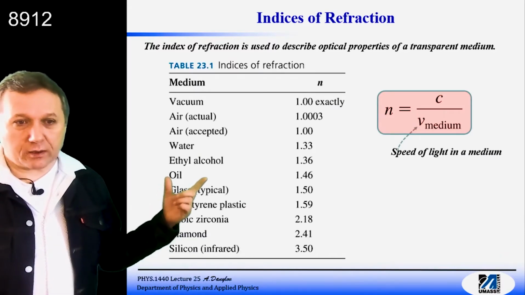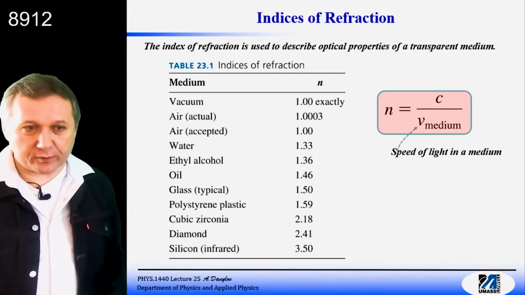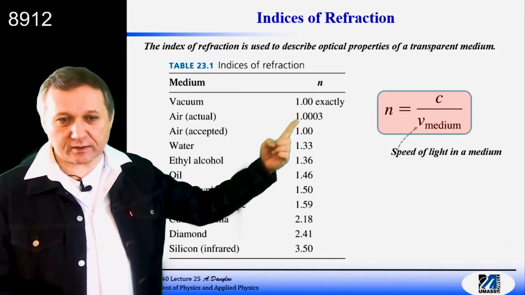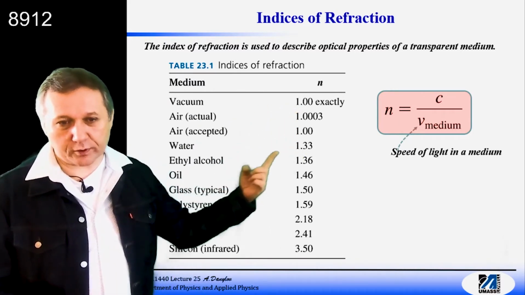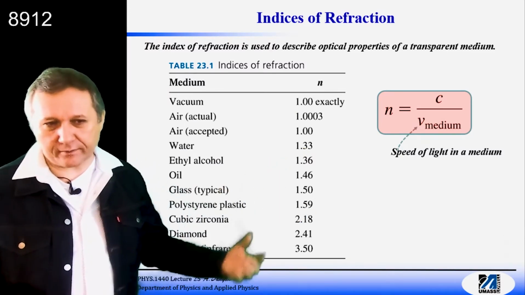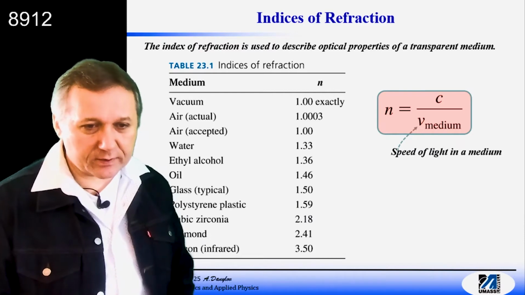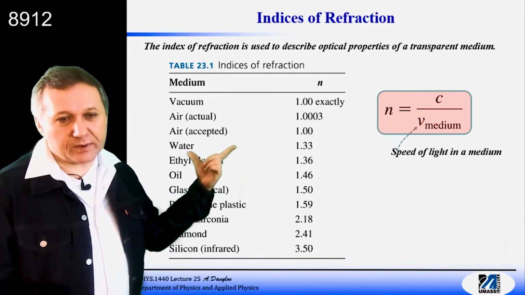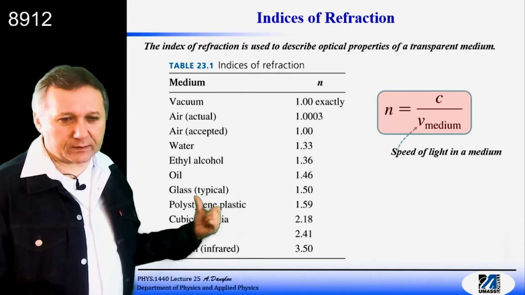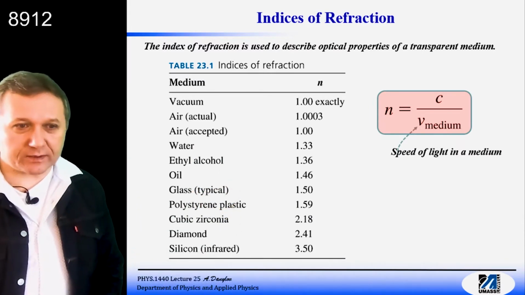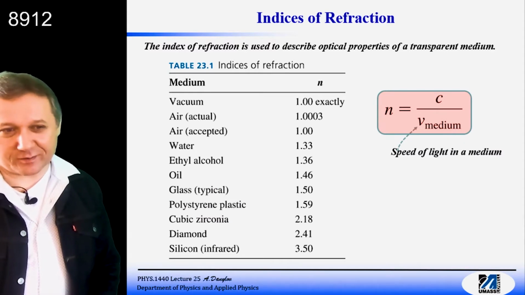So here I took a table from the book. You see, in a vacuum the index of refraction is 1, and then it starts growing. Water is 1.33, glass is 1.5. Very often books use these numbers for water and glass. Okay, so now let's discuss refraction.